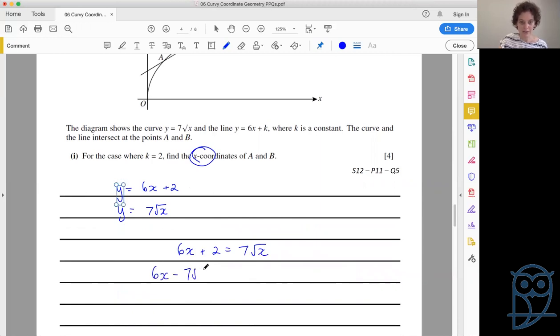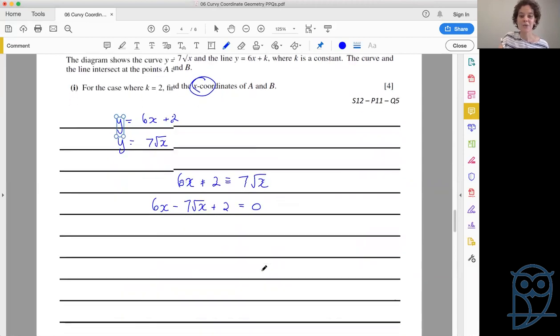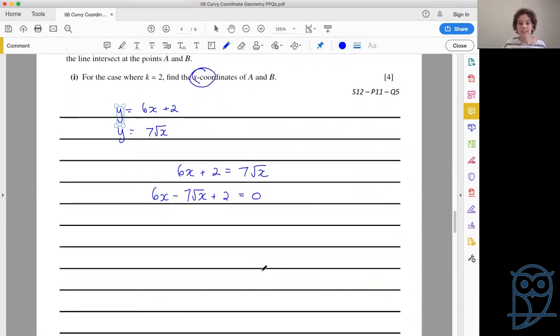6x minus 7 root x plus 2 equals 0. Can you see it? This is one of those beautiful equations that reduces to a quadratic because root x times root x is x. So we have here something root x, and we have a 2. So let's see if we can do this. A 2 and a 1, because that's the only way you can factorize 2, it's prime. Then we have something root x, and something root x. We need like signs to make minus 7, and we have 6.